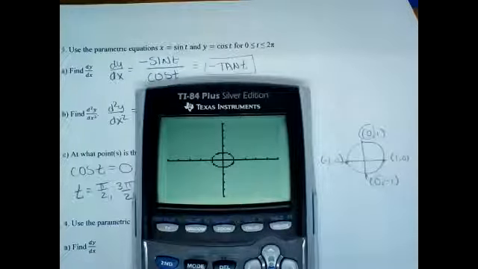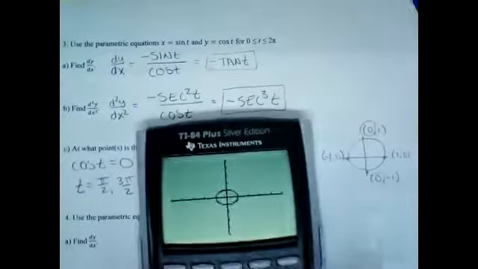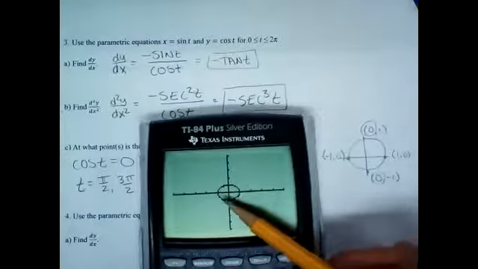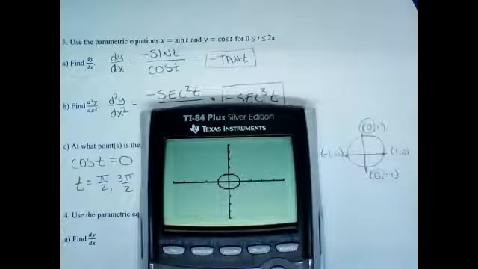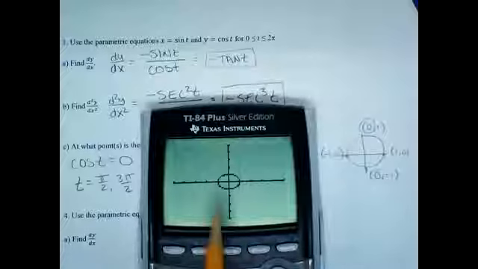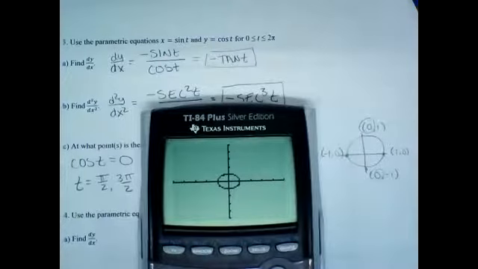So it's a circle with a radius of 1. Does it make sense that we have, what did we find? Vertical tangent lines at (1, 0) and (-1, 0). Do you see how we would have vertical tangent lines here and here? If I had asked you for horizontal tangent lines, they would have been at (0, 1) and (0, -1). Just want you to make the connection with seeing it visually.